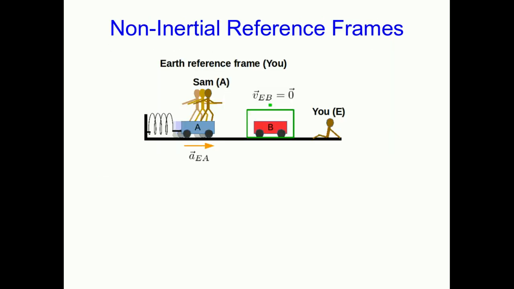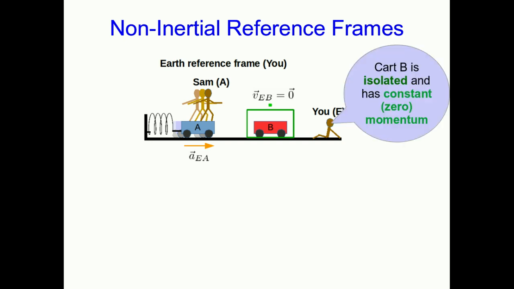What if we have a reference frame that isn't inertial, a non-inertial reference frame, or in other words, a frame that is accelerating relative to the Earth? So here's an example. Here you are in the Earth frame, and Sam is now on cart A, which is accelerating because it's being pushed on by a great big spring. So from your perspective, this cart B, which is just a low-friction cart sitting stationary on a surface, is isolated. It's not interacting. It's a low-friction cart. And unsurprisingly, it has constant, in this case 0, momentum. Unsurprising, this is the law of inertia at work.